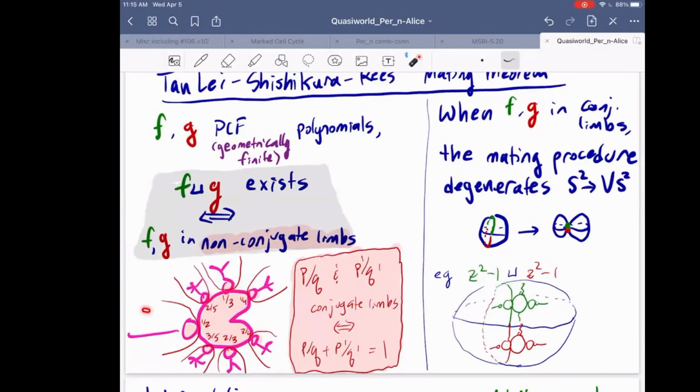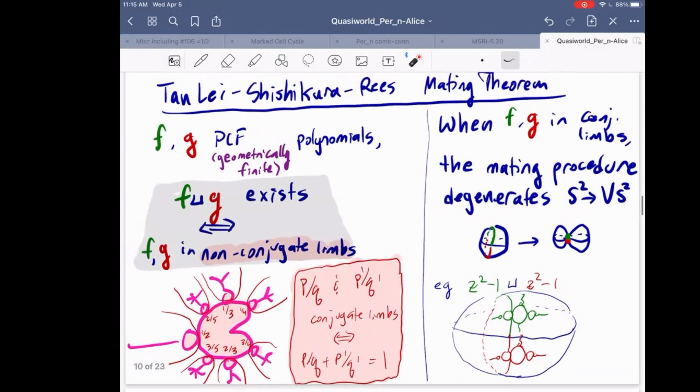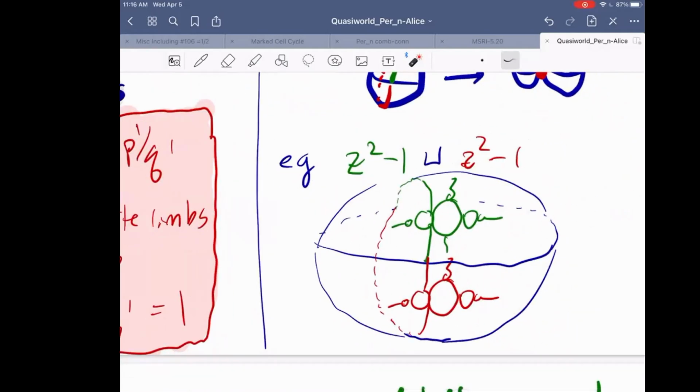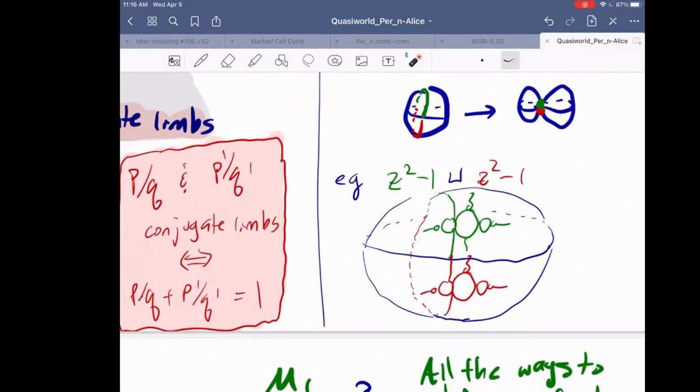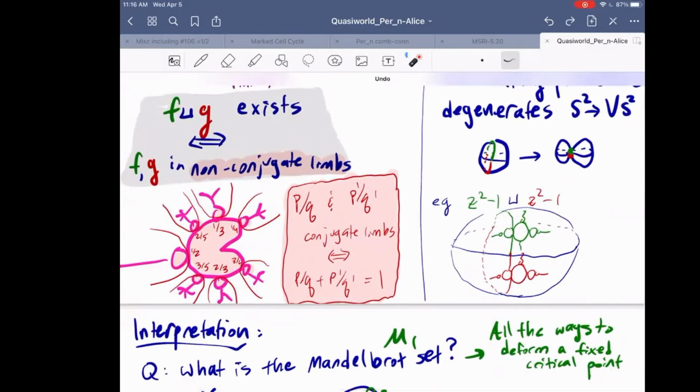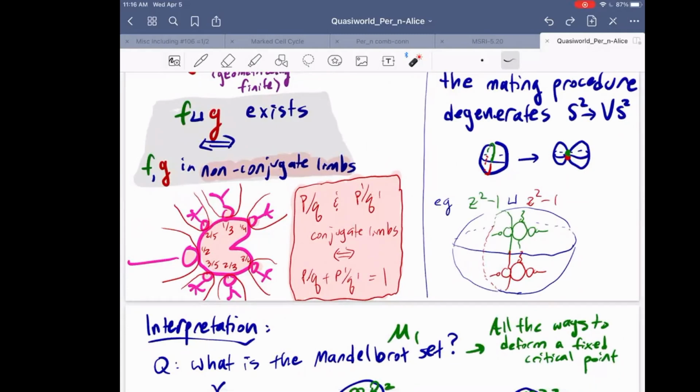When F and G are in conjugate limbs, so maybe F and G are both in the 1/2 limb, when you do this mating procedure, the reason that this fails to be a rational map is that we get a Levy cycle, in the sense that it pinches off our curve. When we pinch all of our curves together, we degenerate from a sphere to a wedge of spheres. You can imagine this is the mating of the basilica with itself, where we have the rays that we just looked at, but this time they form a loop right here. And when you pull that tight, like pulling a belt really tight on a sphere, that gives you a wedge of spheres. And you can't really do rational maps on a wedge of spheres, or can you? Stay tuned for the end of the talk.